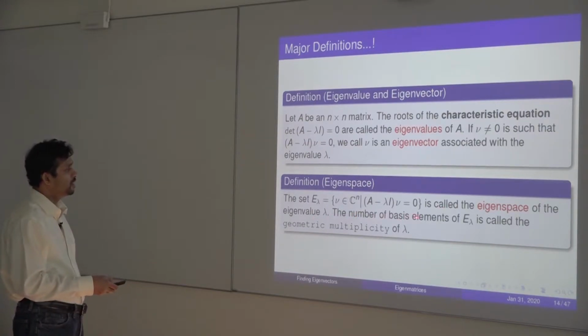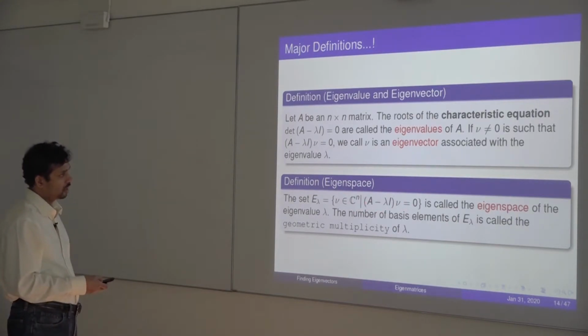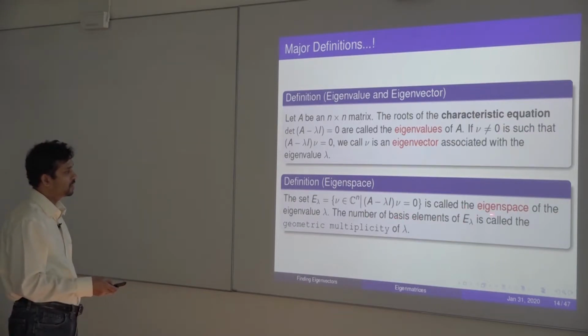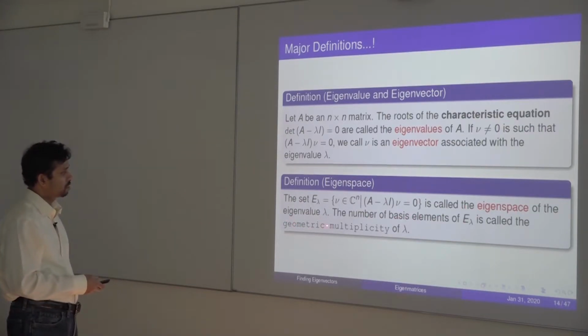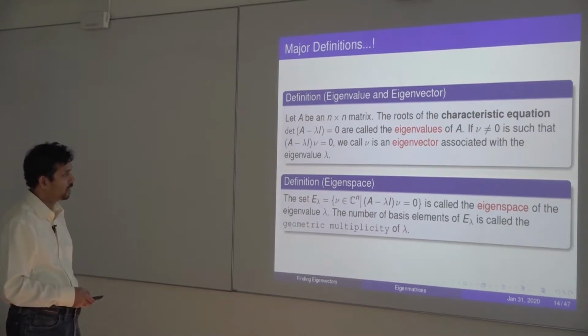And the number of basis elements. Because this is a subspace of R^n, that means it has a basis, and the number of basis elements is called the geometric multiplicity of lambda. The number of basis elements of this space is called the geometric multiplicity of lambda.